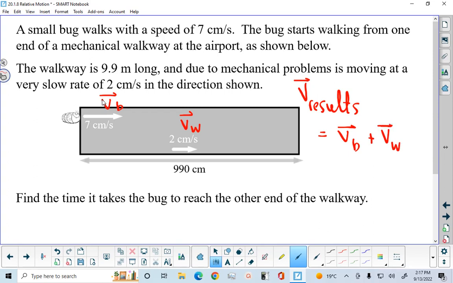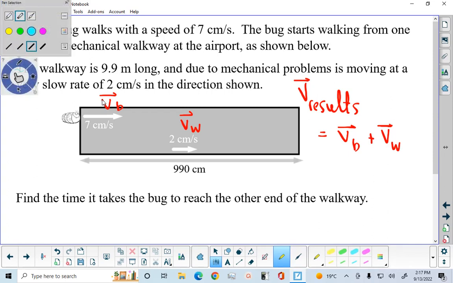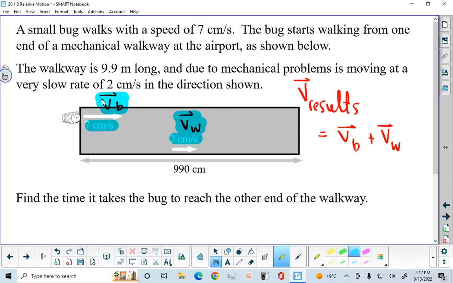And those two velocities that I have on the right, let me highlight them for you. These two velocities of 7 centimeters per second to the right and 2 centimeters per second to the right are vectors. So how is it that you add vectors together if they're in the same direction? The answer is you add the magnitudes together.